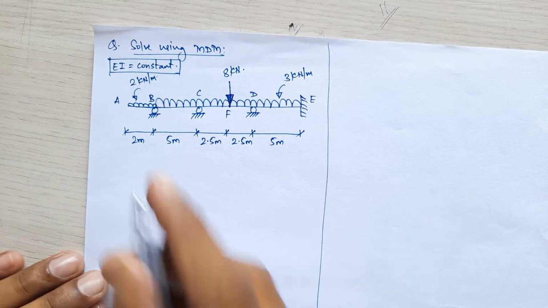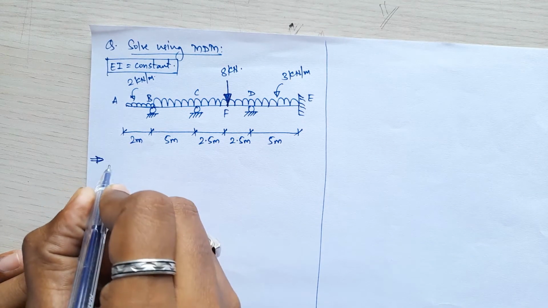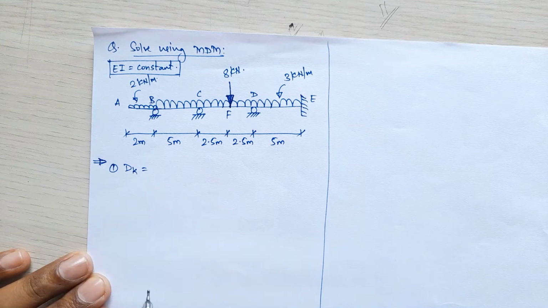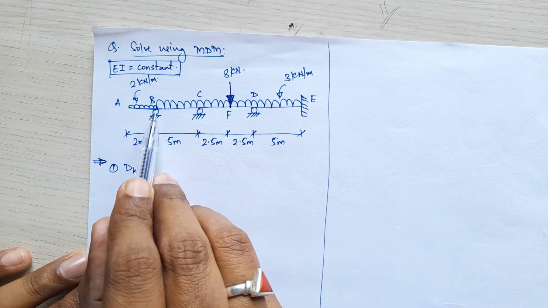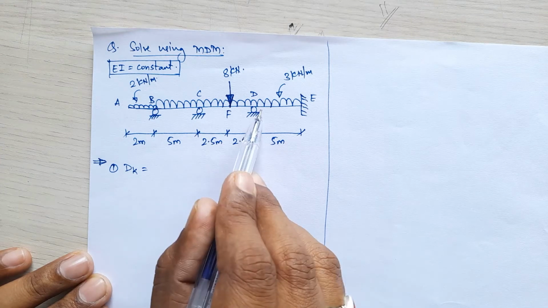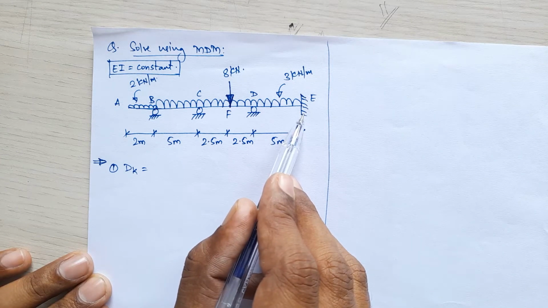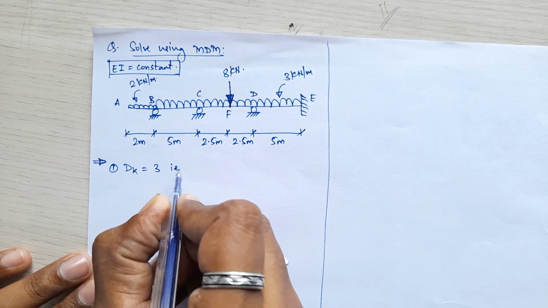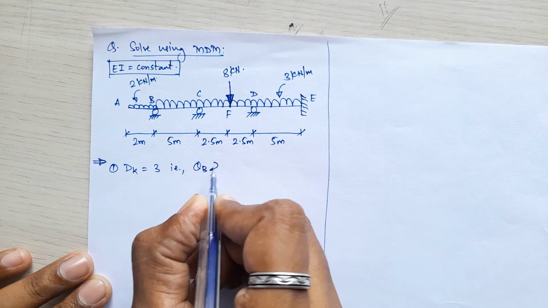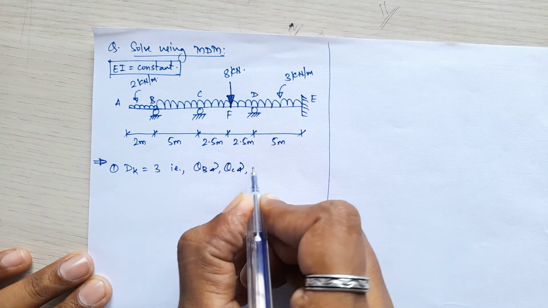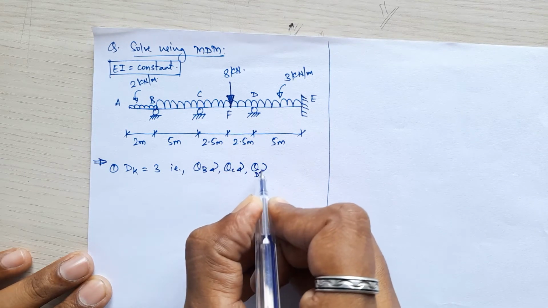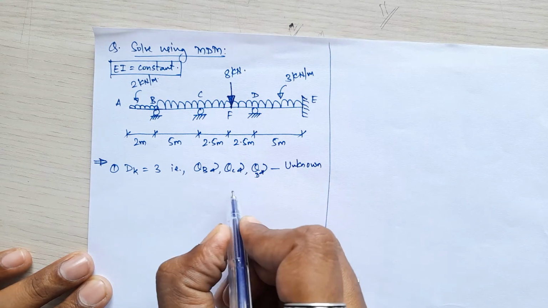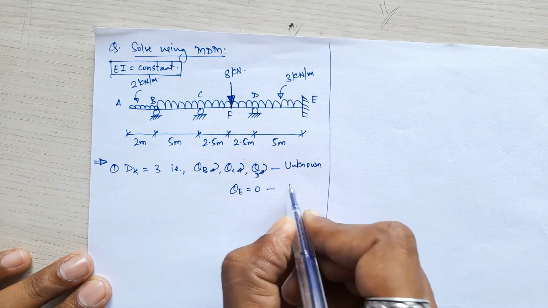Okay, so we'll start with the solution for this. The first initial step is what? You have to calculate the value of dk. So dk here will be how much? Theta b, theta c and theta d, while theta e will be your basic known value, so it will be equal to 0. So total dk I am getting here equal to 3, that is theta b, theta c and theta d. These are my unknowns, and my basic known value is theta e, which will remain 0.